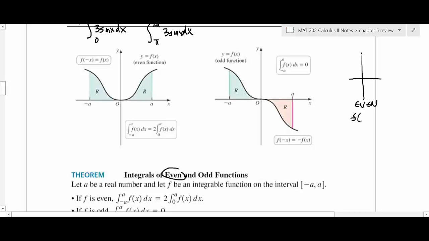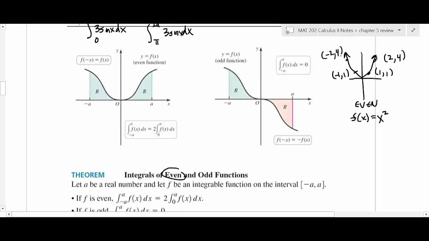So, for instance, the simplest example of an even function I can give you would be f of x equals x squared, which is a quadratic. If you graphed it, the points on this quadratic function would be like 1, 1. Another good point would be 2, 4. And over here you would have negative 1, 1, and negative 2, 4, like that.